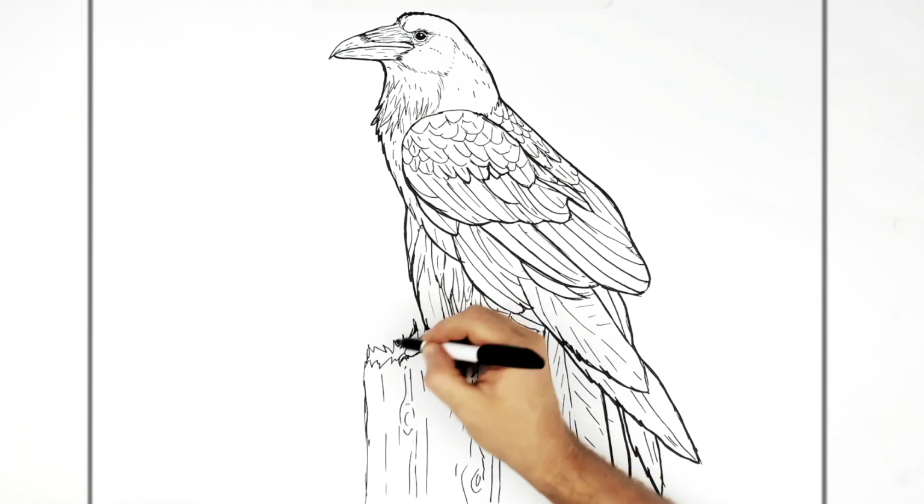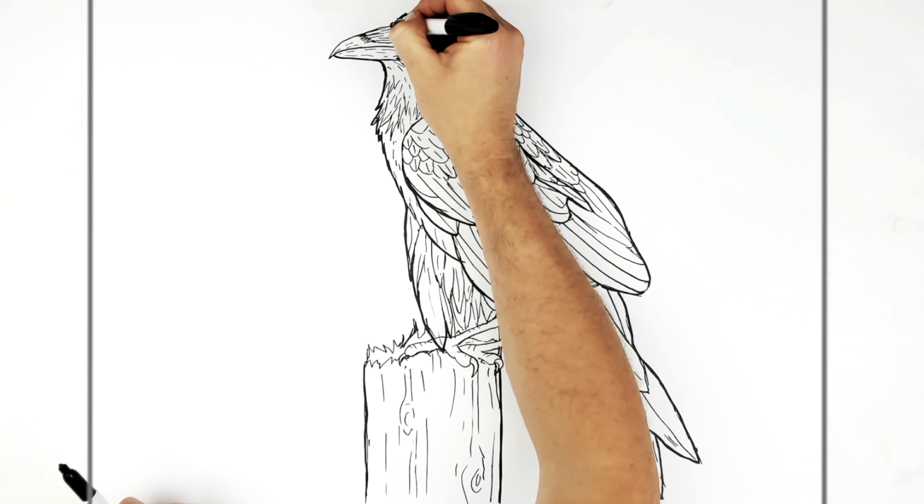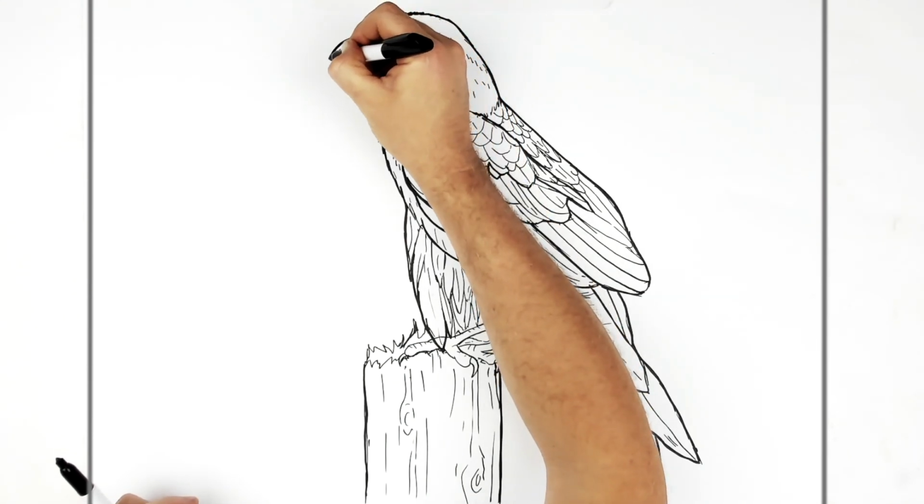That is how to draw a raven. The common raven, Corvus corax, I think is the Latin name. Cool bird. You just color it black.